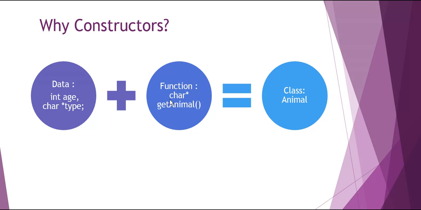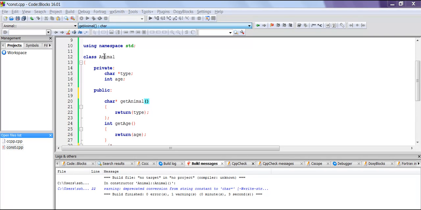Let's see a good example of a class in the code. So here I have created a class animal which has two member variables, type and age, and two member functions, get animal and get age. As I said before, a class is a user-defined data type, so we can create as many instances of that class.